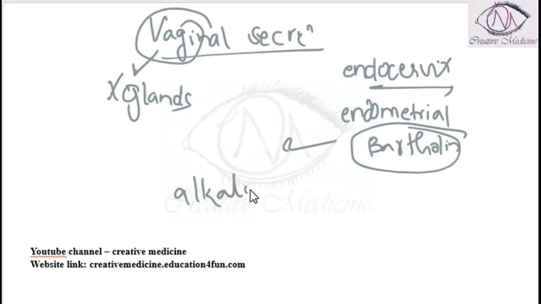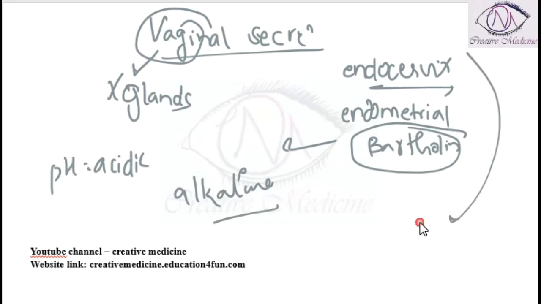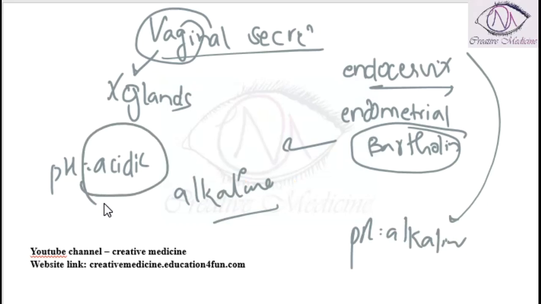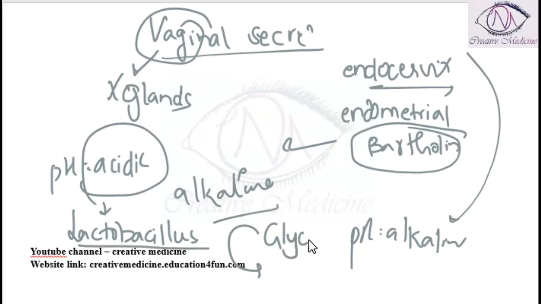The pH of the vaginal secretions is acidic and the pH of the cervical secretions is alkaline. The main acidic pH of vaginal secretions is due to the Doderlein bacilli or lactobacillus. Doderlein bacteria, or lactobacillus, is an inhabitant bacteria of the vagina. It converts glycogen, which is present in the superficial cells, into lactic acid, thus making the pH of the vagina acidic. Candida can survive in the acidic environment of the vagina.